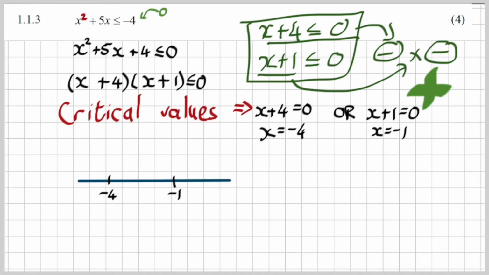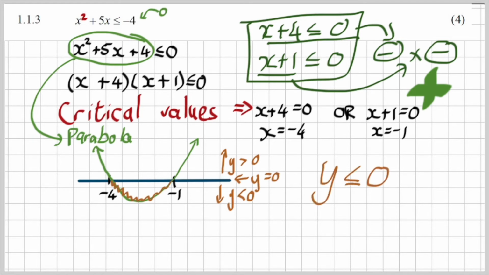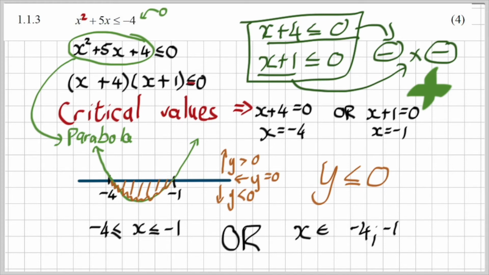What kind of a function is this? Come on, grade 12s, you can tell me. It's a parabola. So in other words, I can draw my parabola in. And I am specifically looking at the y values that are smaller or equal to naught. So in other words, below the x-axis. So that's that colored in part, which means it's for all the x values between -4 and -1. Or I could write it as x is an element of -4 to -1, but it does touch because it says equals to.